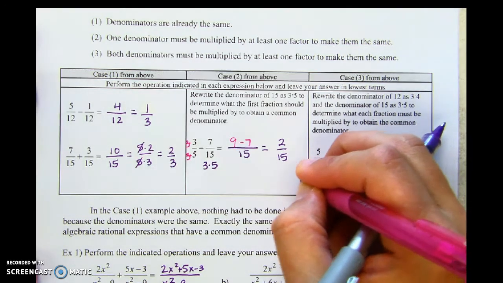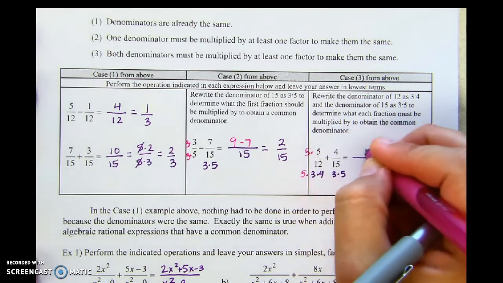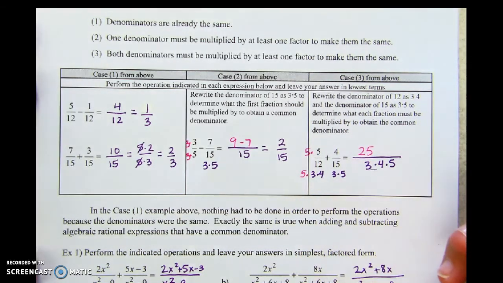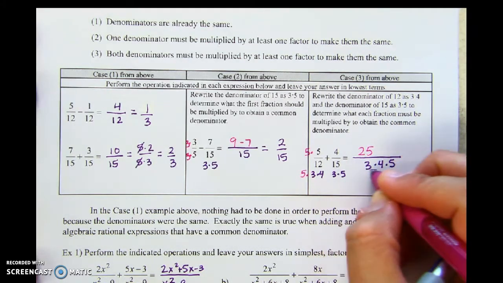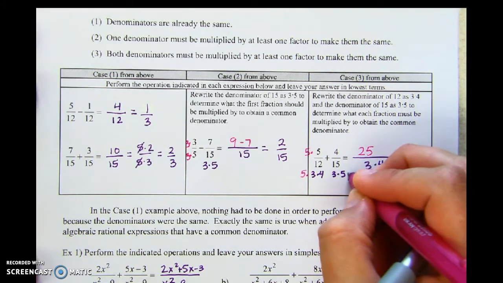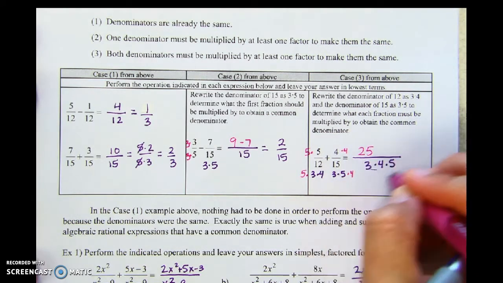It needs a 5. So I'm only going to multiply this first fraction by the 5. And what is 5 times 5? 25. Now look at the second fraction. The second one already has the 3 and the 5, so what does it need? It needs the 4. So I'm going to multiply top and bottom by 4, and now it matches. Now they have a common denominator.